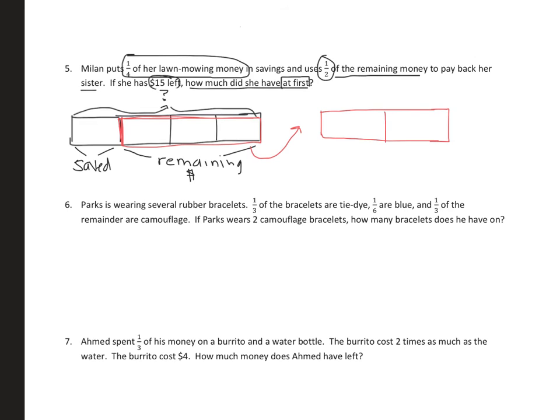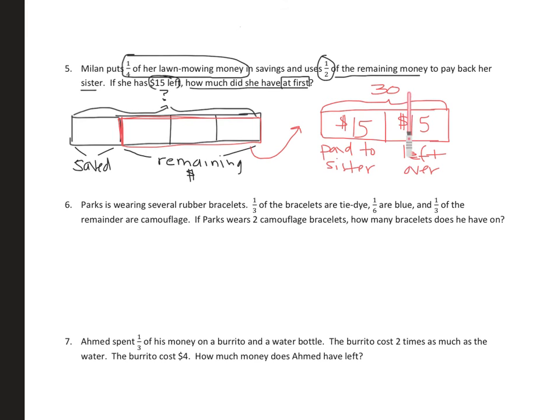So this is 1/2 right here. I split it in half. This one gets paid to her sister, and this is what she has left over. Okay, so now we were told how much she has left over. She has $15, so that means $15 goes inside that box, which means the same 15 has to go over here because these boxes need to be the same amount. So it looks like she paid her sister $15 as well. And so overall, this equals 30.